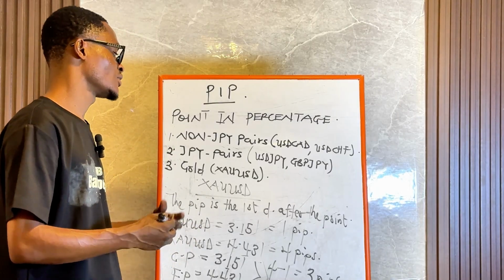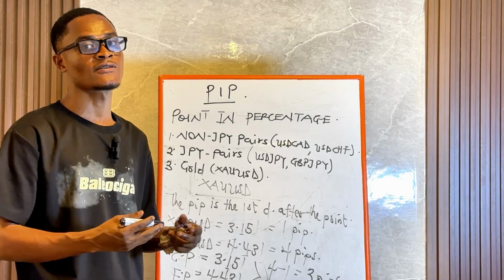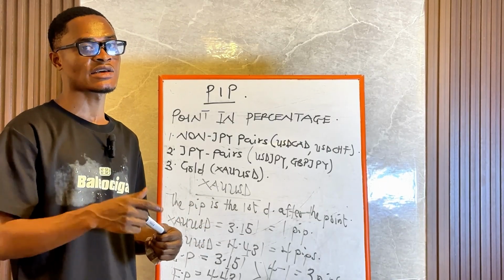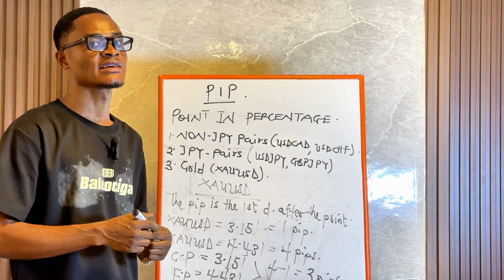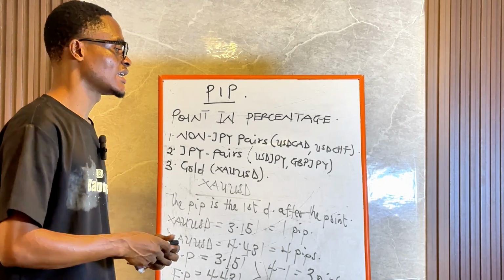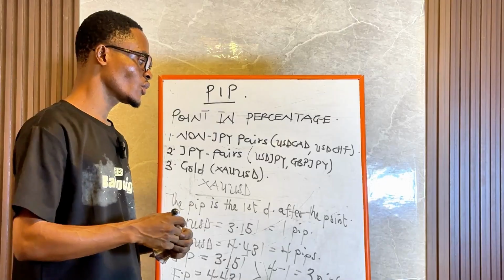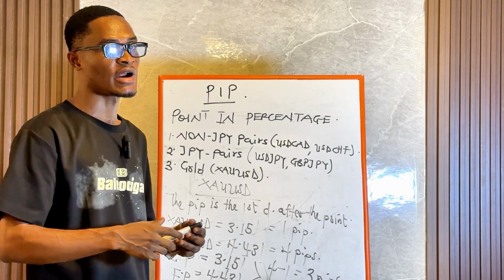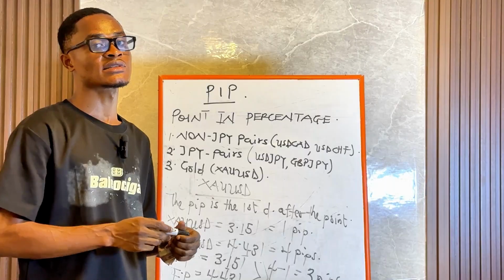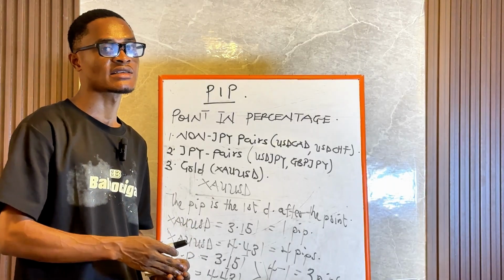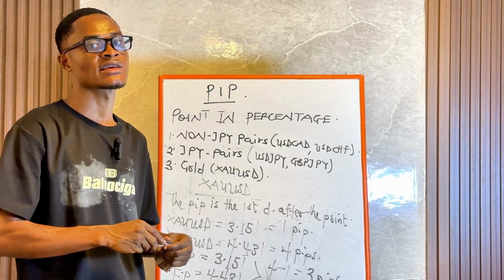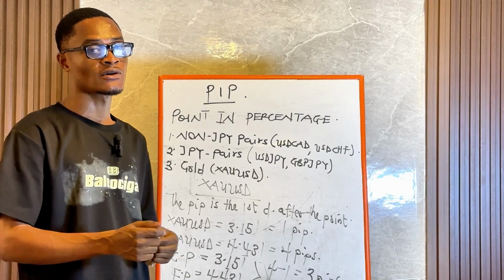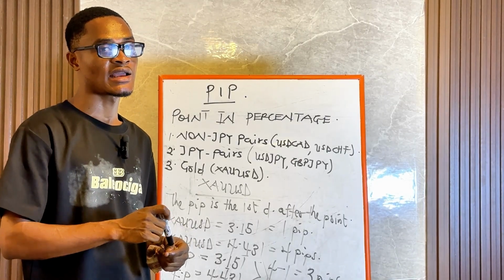And I said the way to calculate pips is the second digit after the point. So you skip the point and start to count. The second digit will be the pip. And in cases where it comes with two prices, you take away the first price, that is the current price, from the final price to get the pip. And with gold, the pip is the first digit after the point.